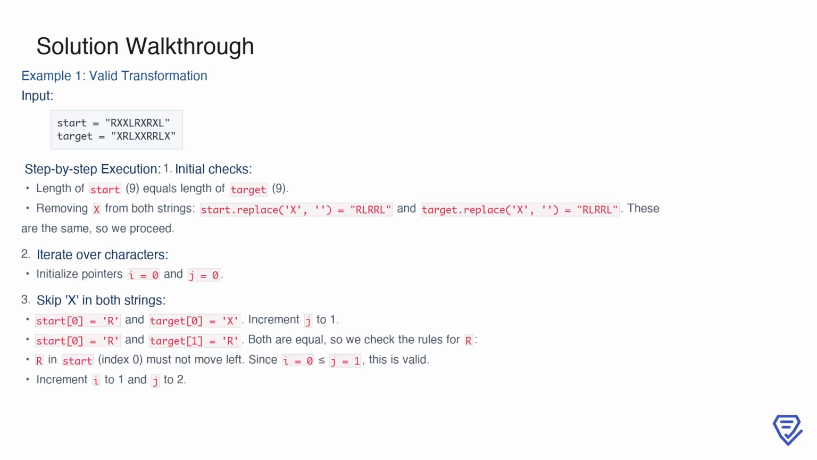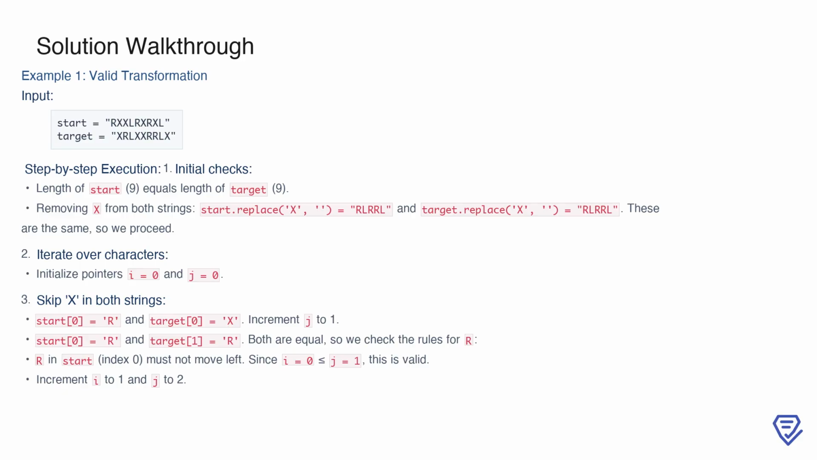To start understanding the solution, let's analyze example 1 where the input strings are start equals RXXLRXRXL and target equals XRLXXRRLX. First, we perform some initial checks. The length of both strings is the same, which is 9. Next, we remove all X characters from both strings. This leaves us with RLRRL for both start and target, and since these are identical, we can proceed to the next step.